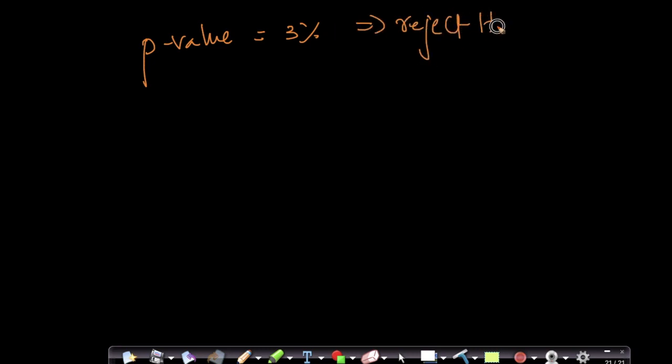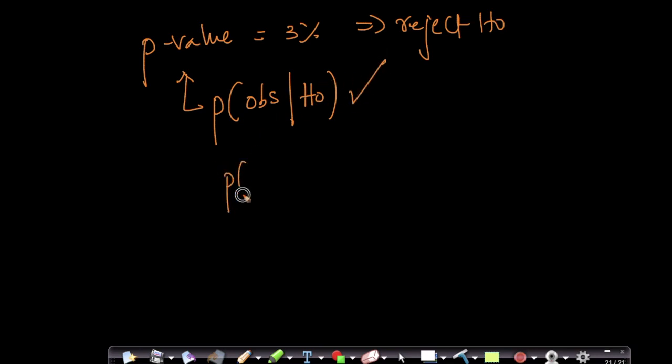Remember, there is one mistake that a lot of people make. When I say that my p-value is, let's say, 3%, when it is less than 5%, we typically reject our null hypothesis. Right? P-value, this is very important, is the probability of making the observation that we have already made if we assume the null hypothesis is true. This is what it is. This is the right meaning.